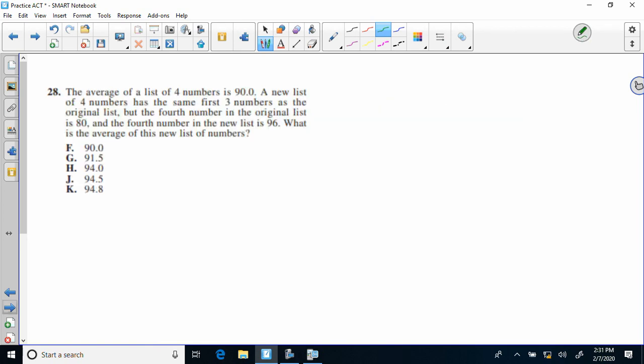Number 28. The average of a list of 4 numbers is 90. So I'm going to have 4 numbers. I don't know what they are. This is how I started it, and maybe it's a little weird, but I said I had 4 numbers, x plus y plus z, and then I had another number, so I put w. X plus y plus z plus w. I got 4 numbers. To average them, you divide by 4, and I would say my average was 90, because that's what the first sentence said. The average of 4 numbers is 90.